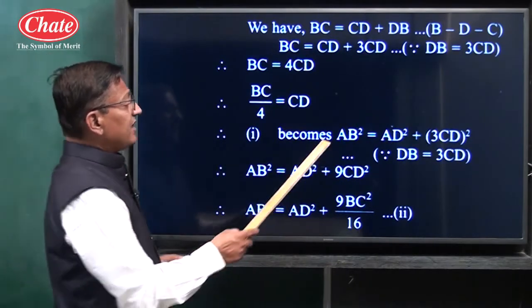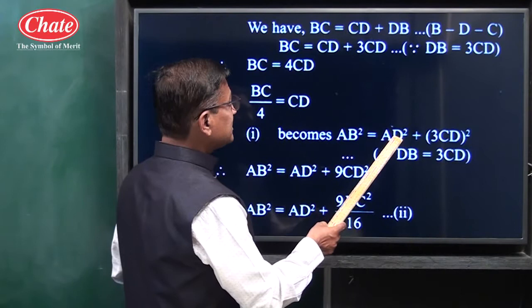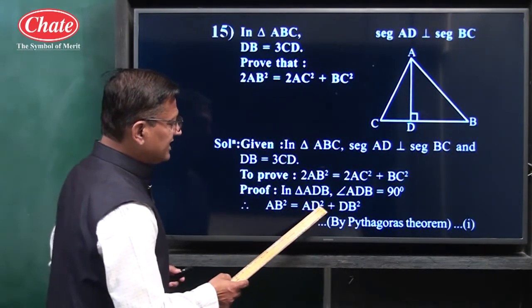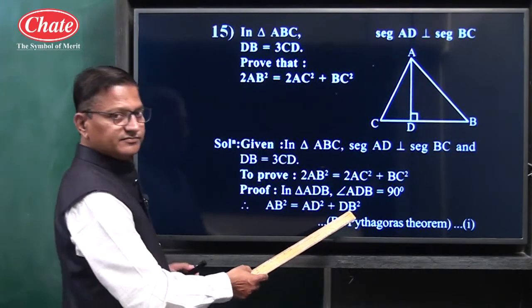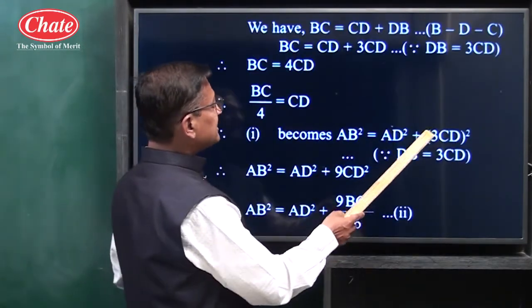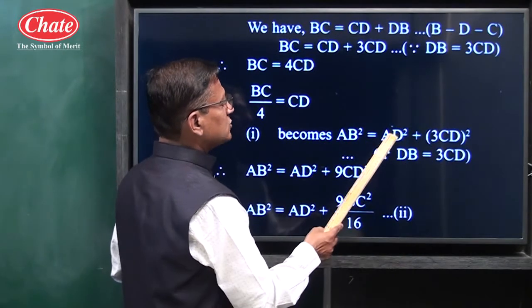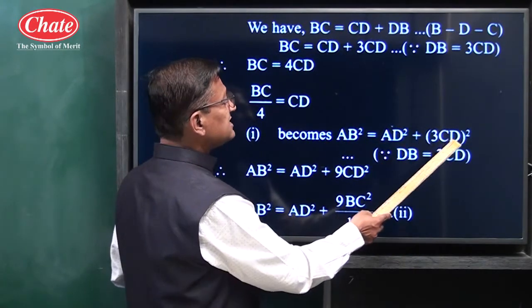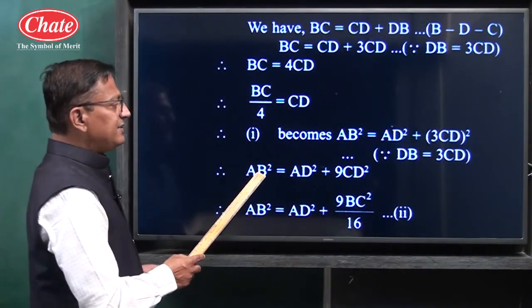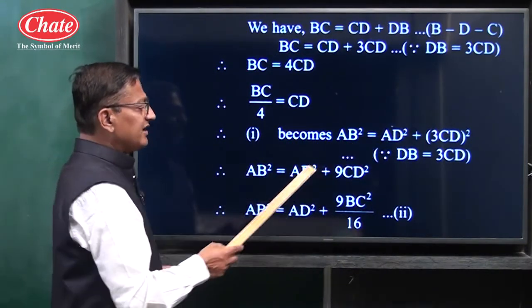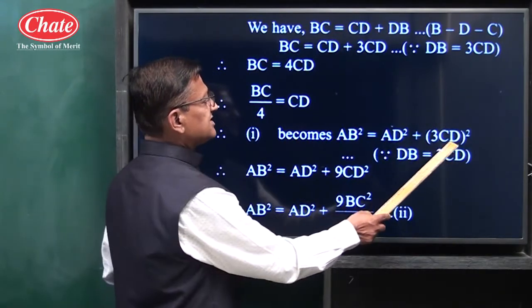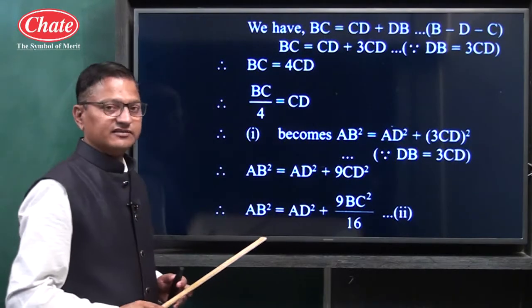Now see equation 1. It becomes AB square is equal to AD square plus DB square. But DB is equal to 3CD. Replace DB by 3CD. So it becomes AB square is equal to AD square as it is plus (3CD) square, which is 9 CD square.